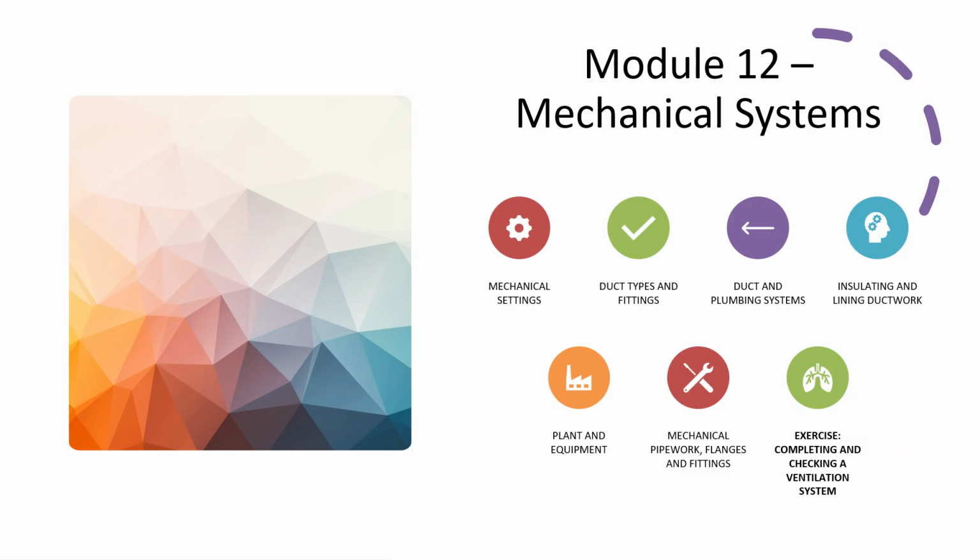precision. The exercise for this module involves completing and checking a ventilation system. It's a practical task that reinforces everything we've covered. This module is all about systems thinking and designing mechanical networks that are coordinated, efficient, and ready for real-world implementation.